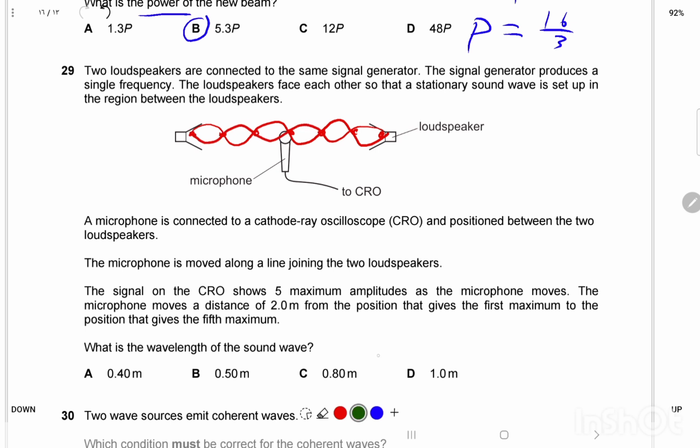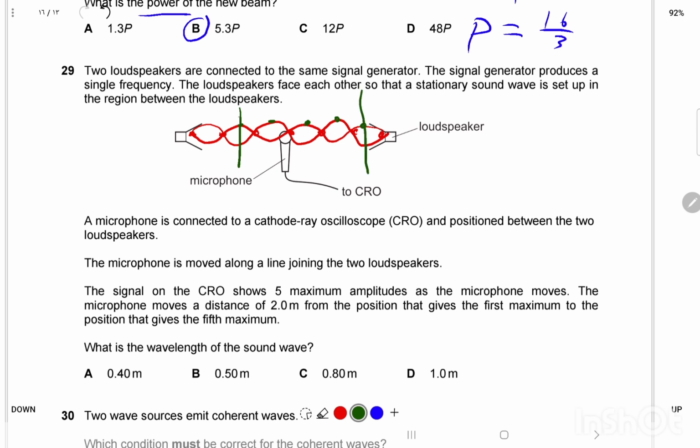Now we have to move the microphone from the first maxima to the second maxima and take 2 centimeters. Let's choose any maxima. For example, if you choose this maxima here, this maxima, so this is first maxima, 1, 2, 3, 4, 5 till here.